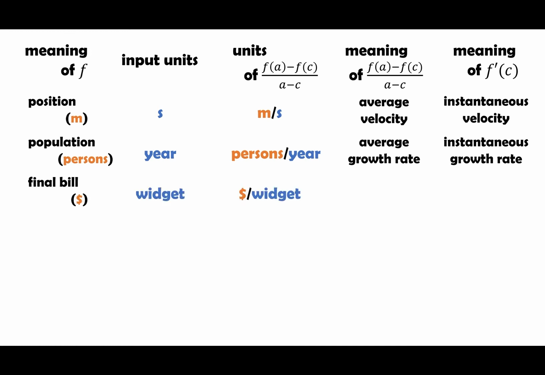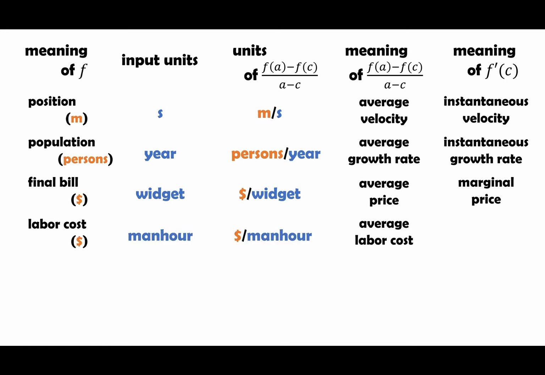So you notice that if you see the word average in this quotient, that turns into an instantaneous when you take the limit. Okay, let's say we buy widgets, right? We buy so many widgets, and it costs so many dollars. Then the units of the quotient are going to be dollars per widget. That sounds like a price. In fact, it's an average price. What happens when you take a limit? You get what's called the marginal price. We'll talk about that word marginal. How about labor costs, right? So you have some people, you're going to pay them to do so much work. That's going to cost you some money. Well, the units of the quotient are then dollars per man hour. That's the average labor cost. When you take a limit, you get the marginal labor cost.